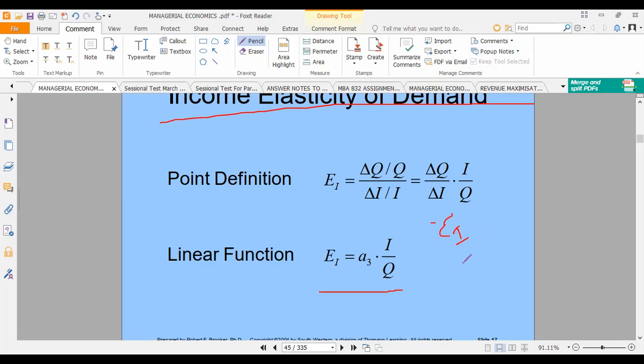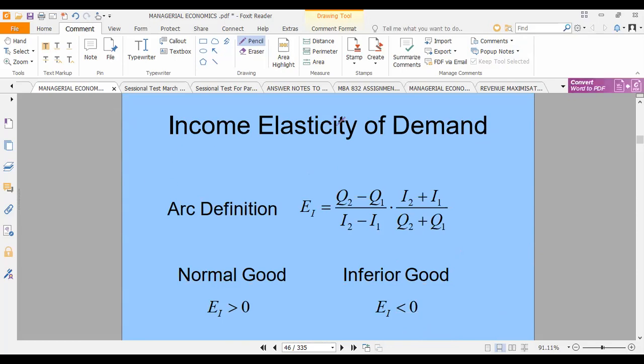When the income elasticity is between 0 and 1, that's a normal good. When the income elasticity exceeds 1, that is a luxury good. Luxury goods can be goods like Irish coffee or Irish tea, and some of these things. So income elasticity can also have an arc definition. Like I said, it's a normal good if it's more than 0. If it's less than 0, it's an inferior good.